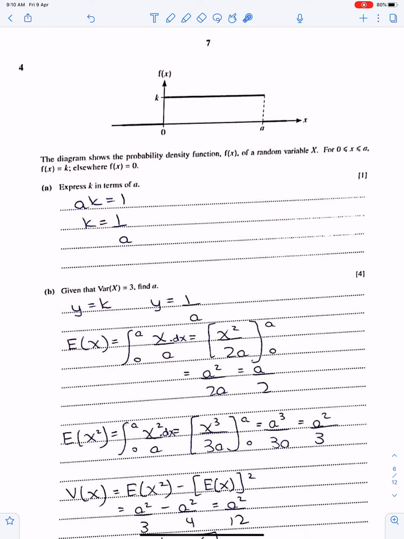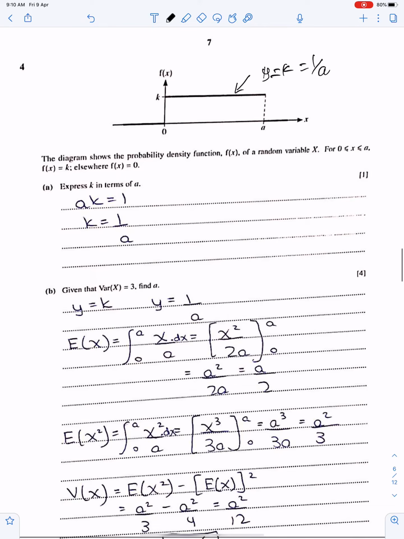Question number 4. The diagram shows the probability density function f of x. This total area must be 1 because this is a probability density function. Express k in terms of a. Since this area is 1, with the help of this area formula, we can easily get the relation of k in terms of a. This is k in terms of a. So the equation of this function will be y equal to k, which is 1 upon a. Or you can say f of x. You usually use f of x or write f of x here. Y is also fine.